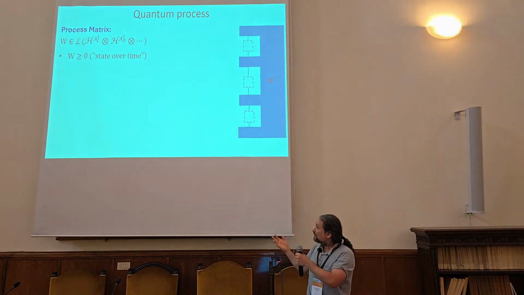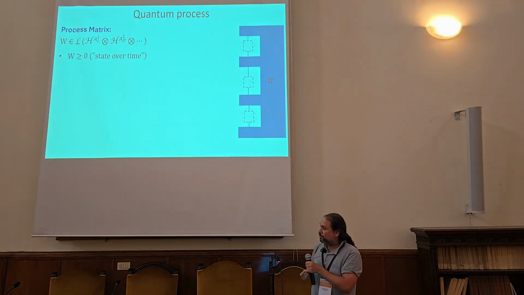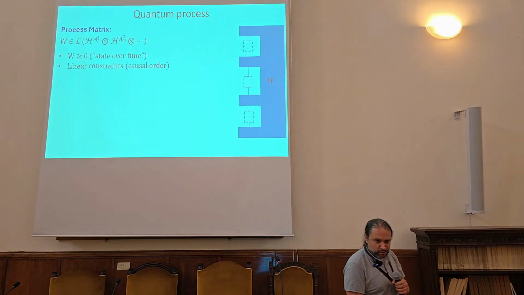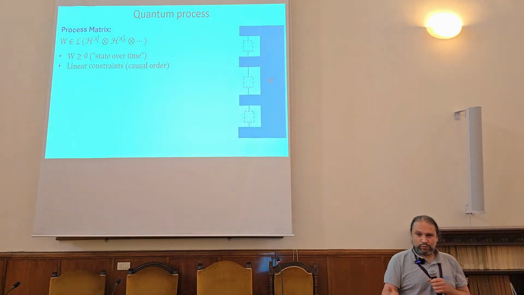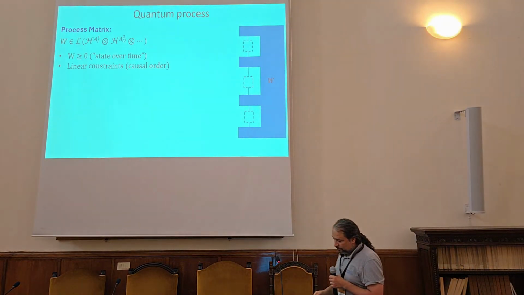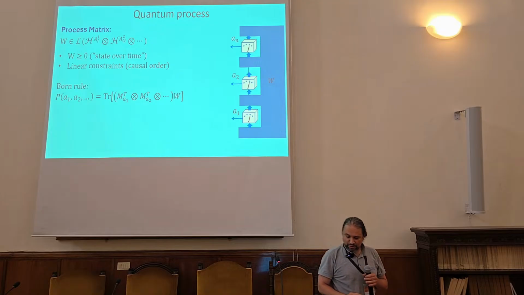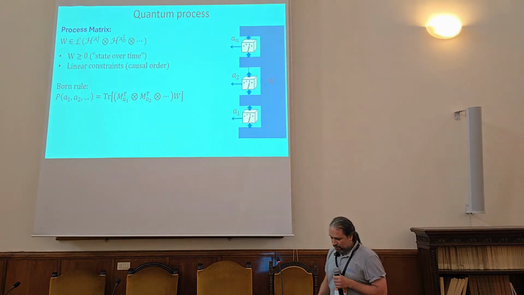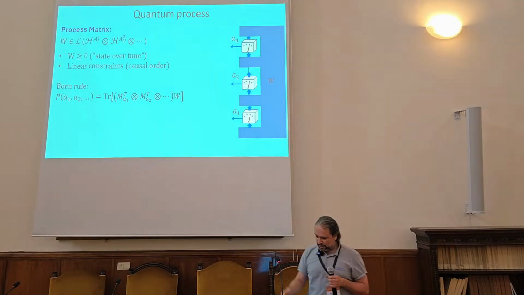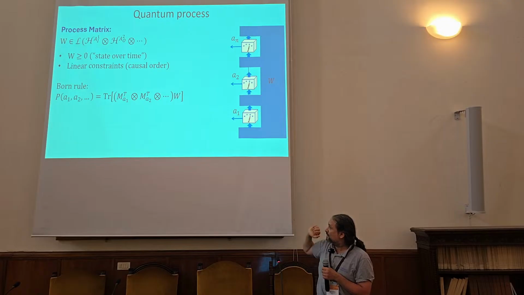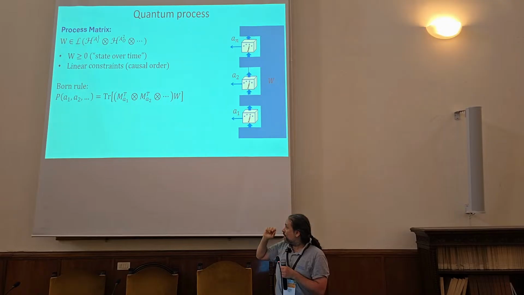So it actually looks like a state over time that we said was not possible, but it's not a state. The reason it's not exactly a state is that you have to impose linear constraints to avoid causal influence from the future to the past. And if you want to calculate probabilities, you have something called the Born rule, which looks exactly like the ordinary Born rule, except you put, instead of states, these process matrices, and instead of POVMs, you put the Choi representations of your channels.